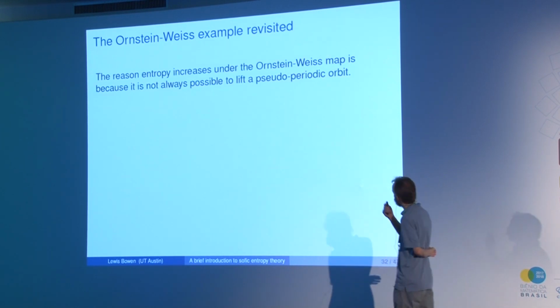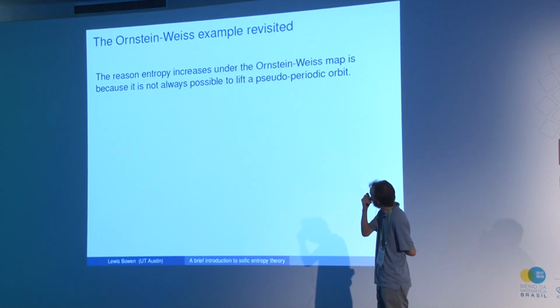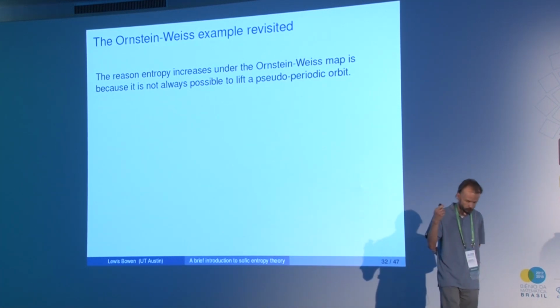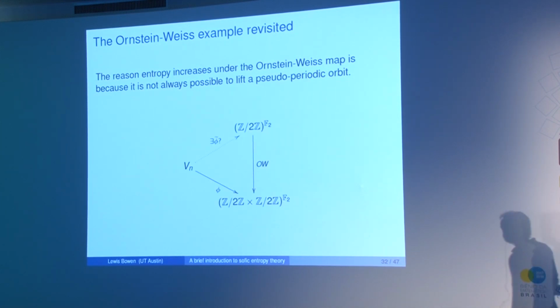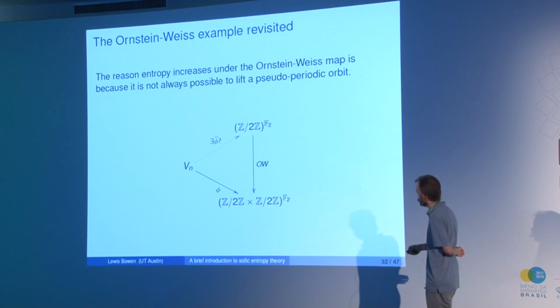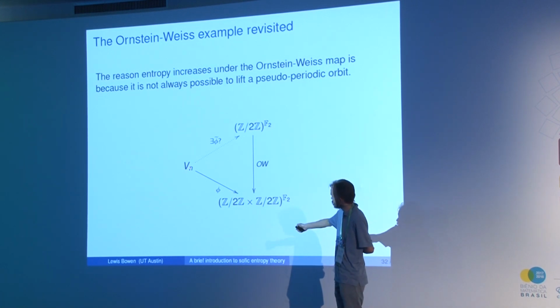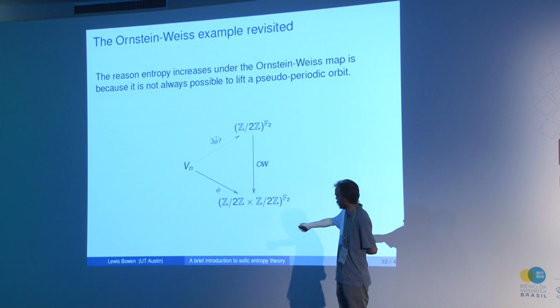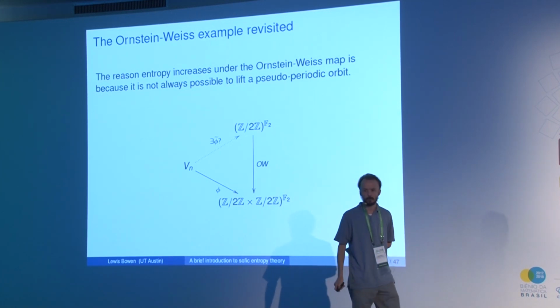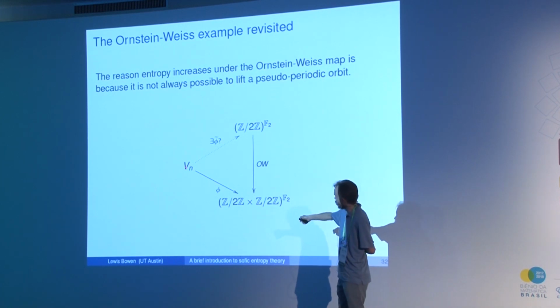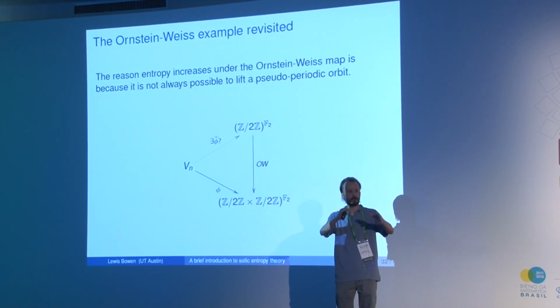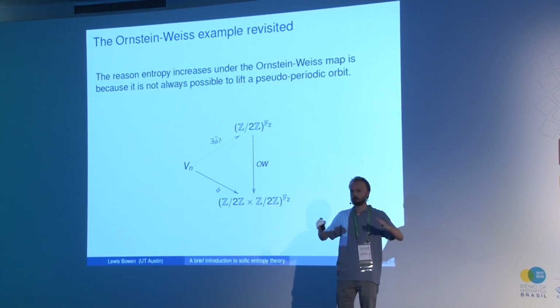Okay, so let's see. Okay, so here's another example. I mean, here's the Ornstein-Weiss example just seen now from this point of view. The problem with the Ornstein-Weiss example, why entropy increases, is because if we have a pseudo-periodic orbit for the factor, it doesn't necessarily lift. Now, this can't happen with an amenable group, because for an amenable group, any pseudo-periodic orbit is going to be close to a bunch of Følner sets, and then you can lift those up.